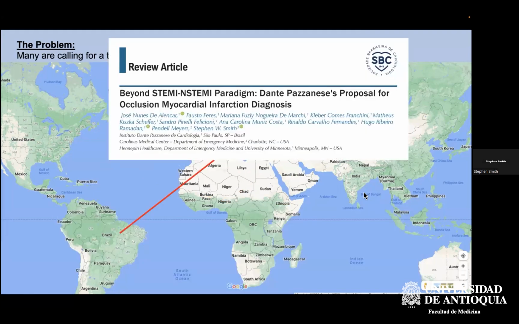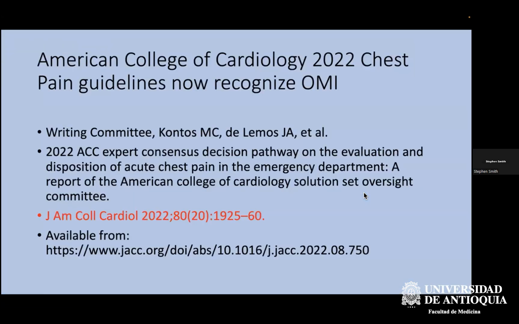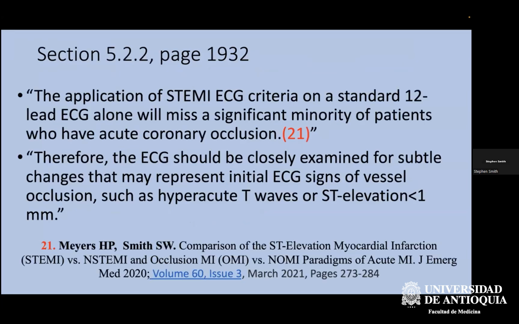From Brazil, just published this week, Beyond STEMI and non-STEMI Paradigm, the proposal for occlusion myocardial infarction diagnosis. This is in the Archives of Brazilian Cardiology. The American College of Cardiology 2022 chest pain guidelines now recognize OMI. And in this section, they say the application of STEMI ECG criteria on a standard 12-lead ECG alone will miss a significant minority of patients who have acute coronary occlusion. And they have reference 21 here.